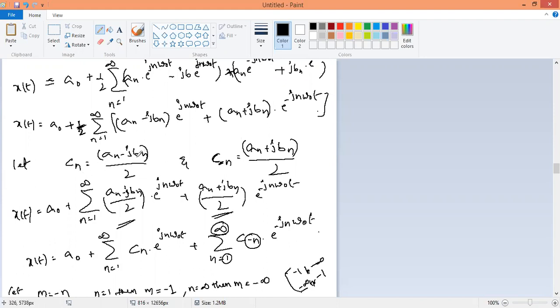Here let cn equal (an minus jbn) by 2 and c minus n equal (an plus jbn) by 2. Let cn equal this one and c minus n equal this one, and substitute into this equation. For substituting, first I write this as (an minus jbn) by 2. Here 2 is common for these two terms, next I am multiplying with 2. So (an minus jbn) by 2 into e power jn omega naught t plus (an plus jbn) by 2 into e power minus jn omega naught t. Substitute the cn value and c minus n value.